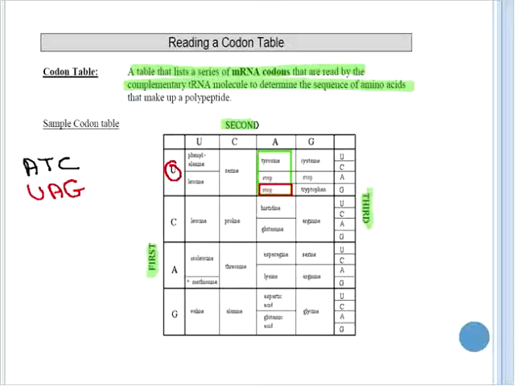If the DNA sequence was A, A, A, the messenger RNA sequence would be U, U, U. To read the table, the first base is U, the second base is U, and the third base is U. This codon would code for phenylalanine.